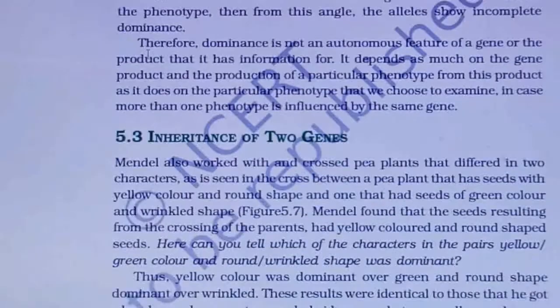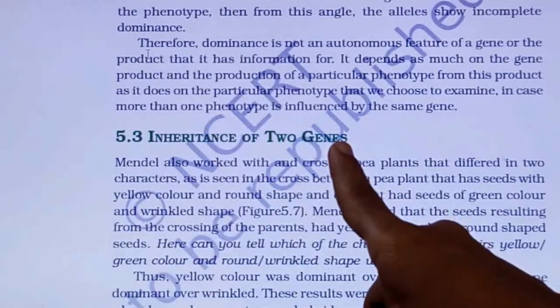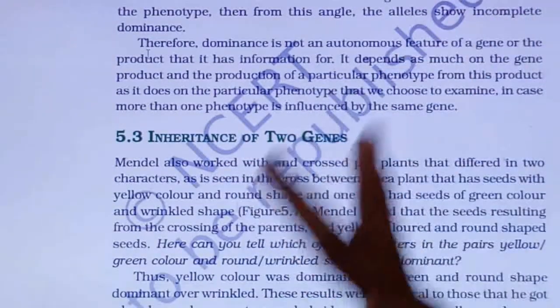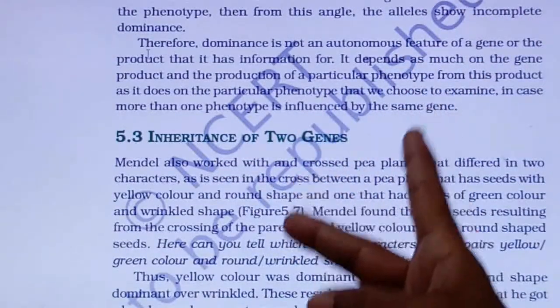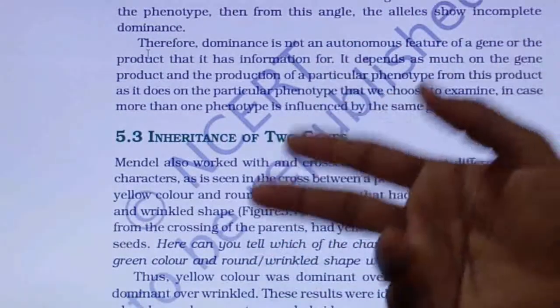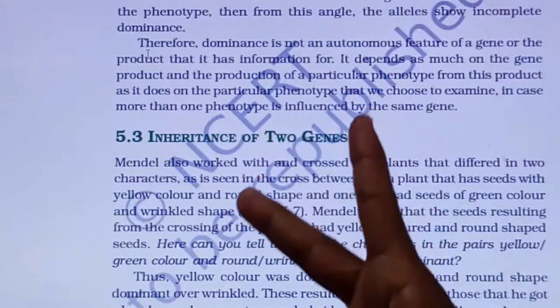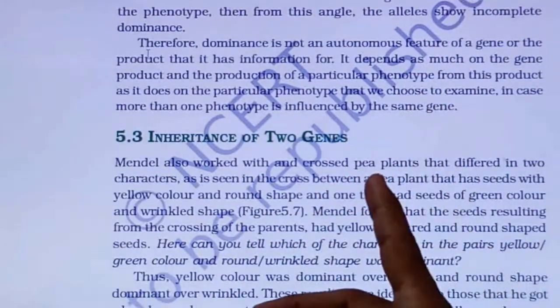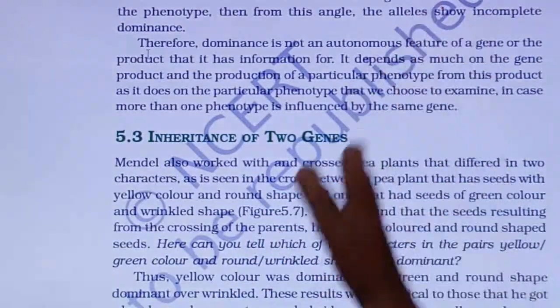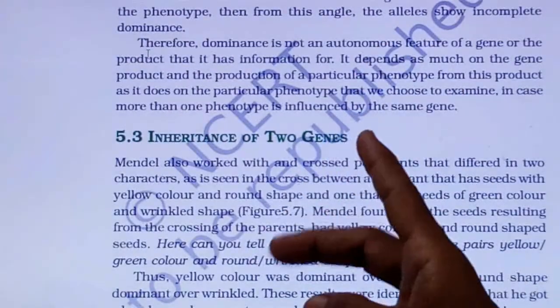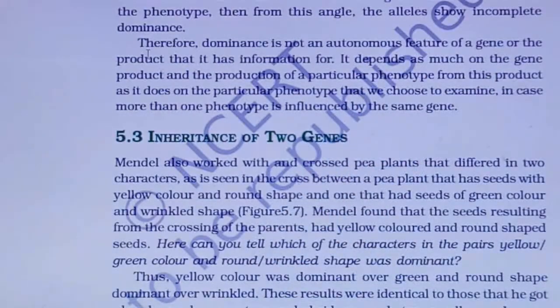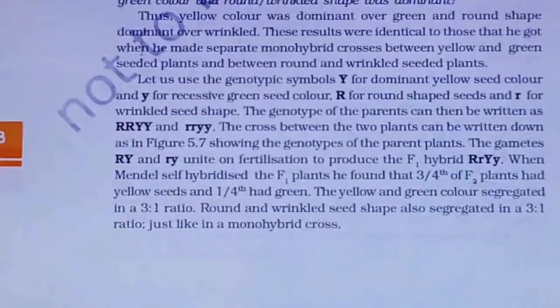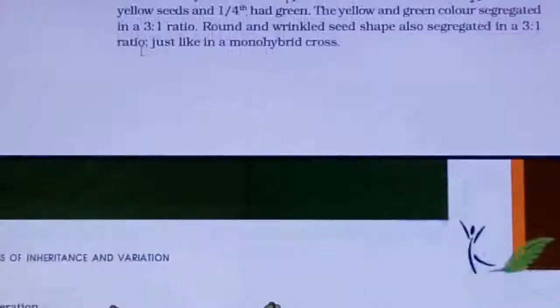Now the next point is the inheritance of 2 genes, that is the dihybrid cross. We will consider 2 genes here, with inheritance over 2 successive generations. You have seen the monohybrid cross, and the same applies here with 2 characters; we will consider the dihybrid cross. See here, the example is given very nicely on the next page, page number 89.